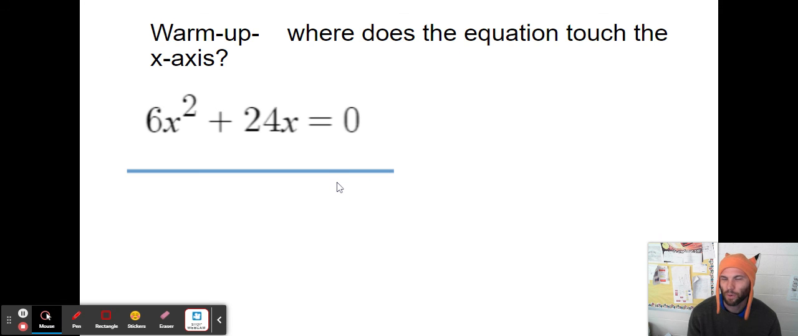So that's it. Factor using GCF, and then if you want to solve, set each factor to 0 and solve that factor.